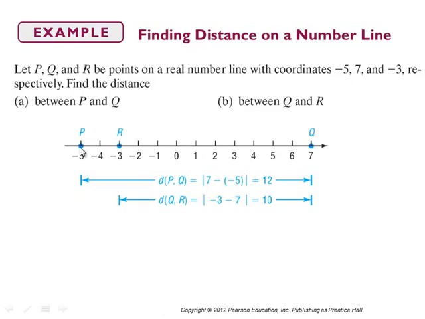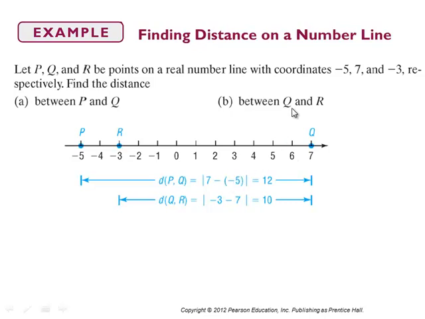Here's P, here's Q. And if you count the number of units between P and Q, you can just simply subtract the coordinates, 7 minus -5, which is 12. You could also do -5 minus 7, which is -12. Absolute value of -12 is 12. Either way, you still get the distance of 12.